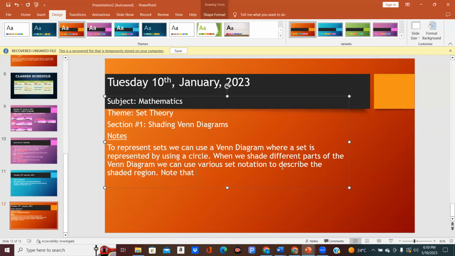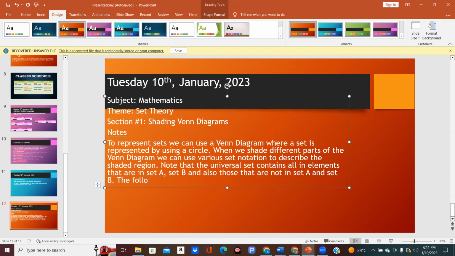Note that the universal set contains all elements that are in set A, set B, and also those that are not in set A and set B. The following Venn diagram shows how to shade in the universal set.